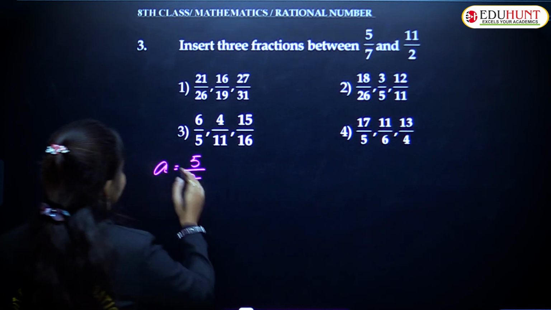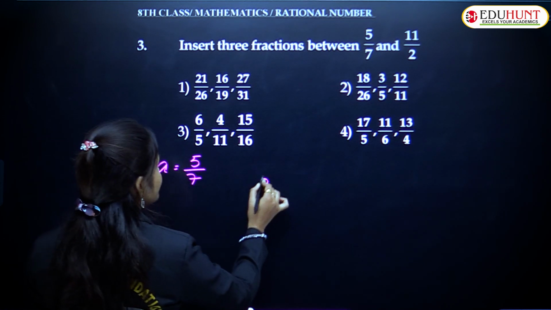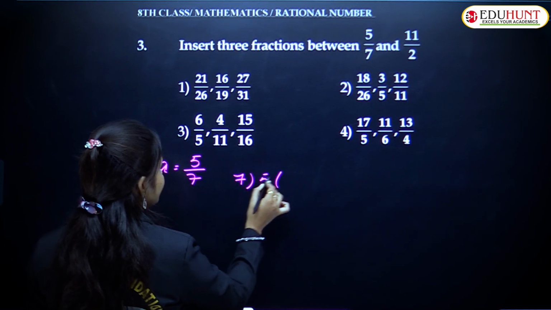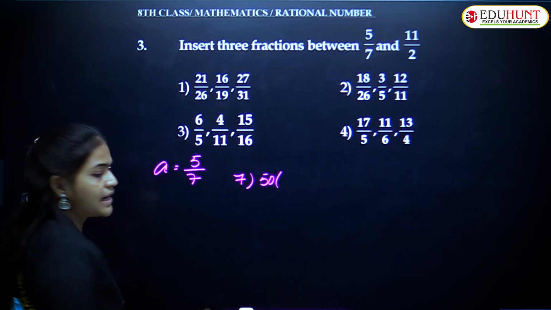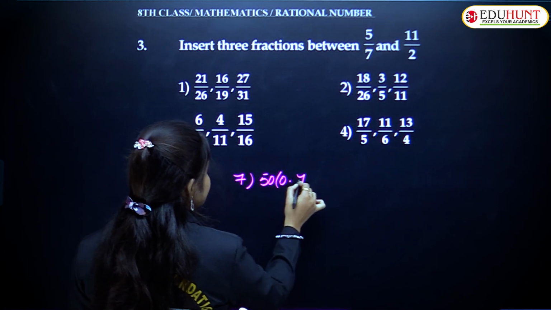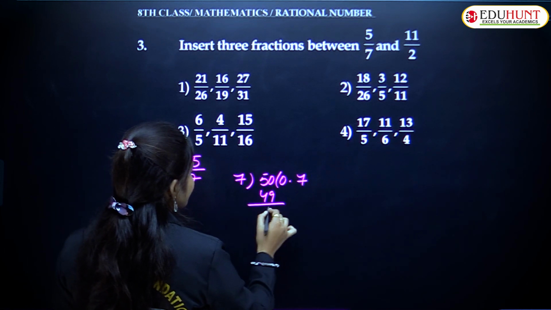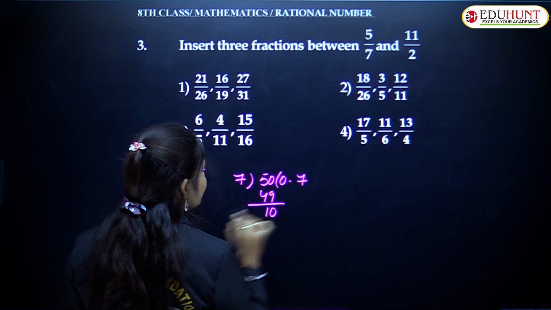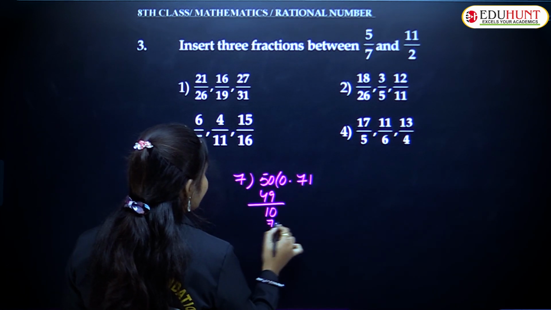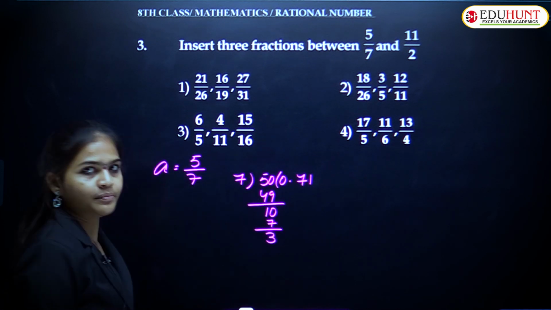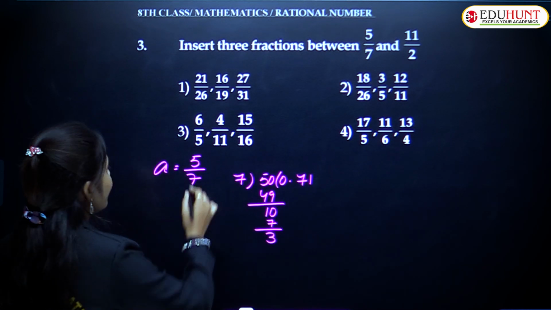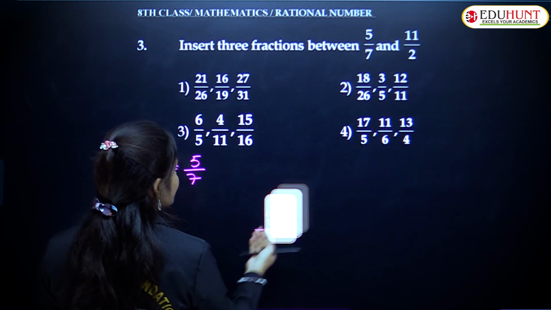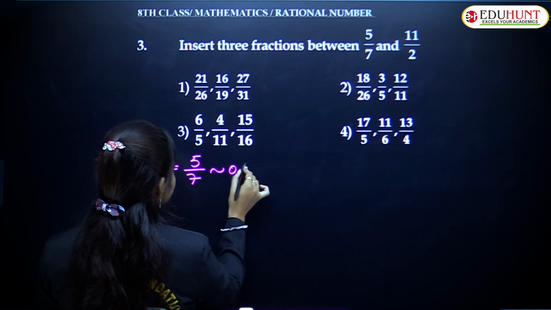So here A is equal to 5 by 7, which means 5 divided by 7. So 0. Understand? So the leftover is 1. The remainder is 1. And keep that 0 here. 7 ones are 7, and the remainder is 3. So here, 5 by 7, its approximate value is equal to 0.71.